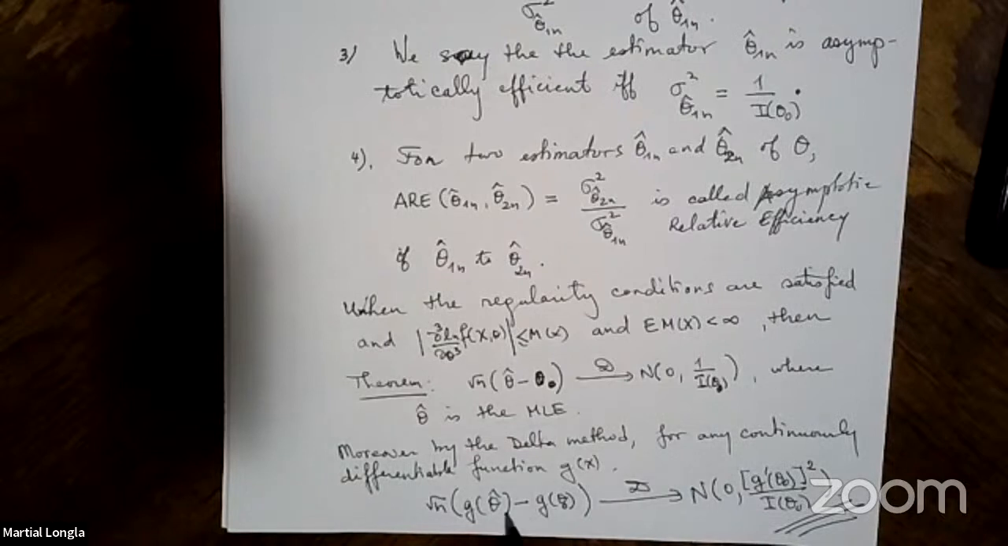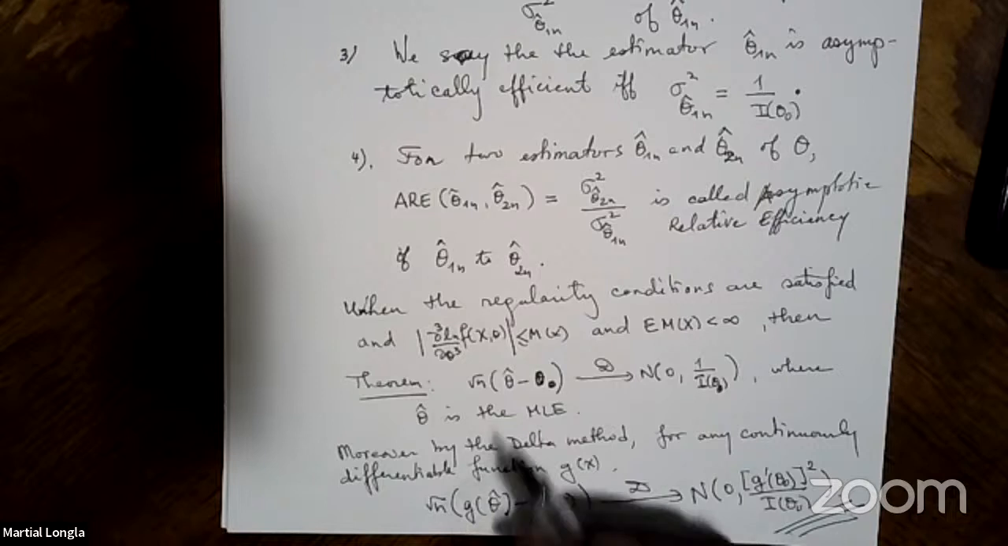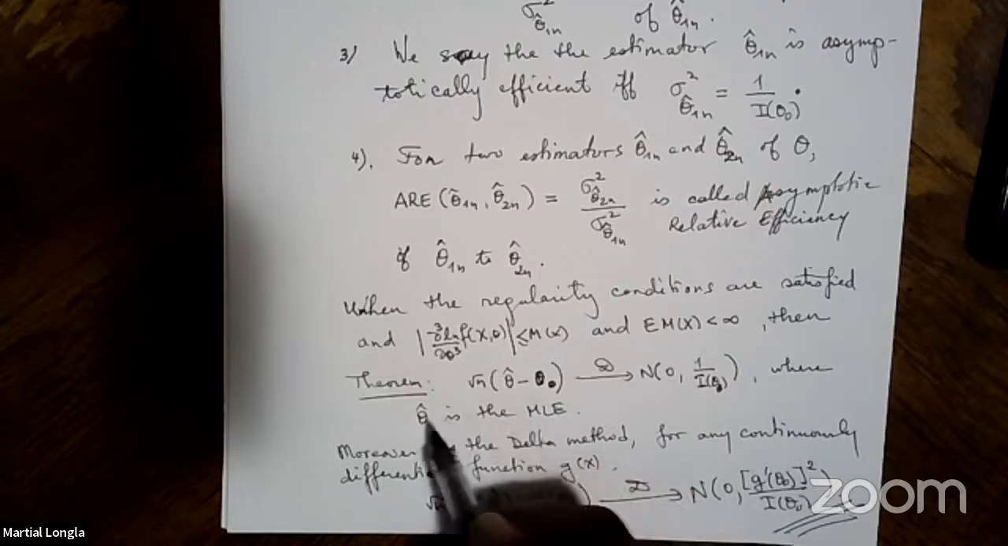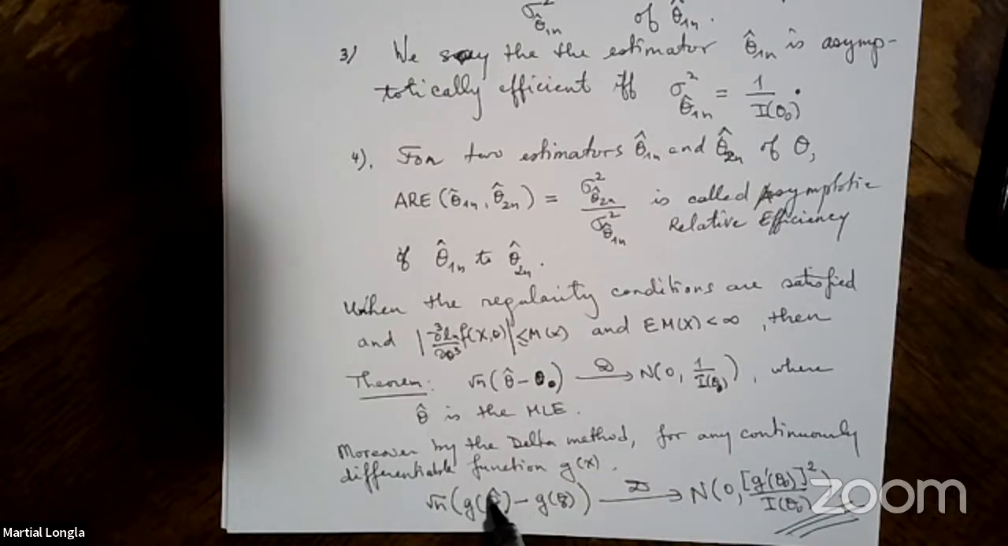This is what we called in 575 the delta method applied to a sequence that satisfies the CLT. The difference here is that here we are using theta hat, which is the MLE.